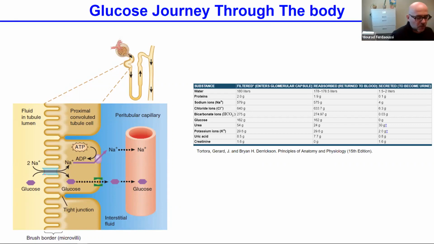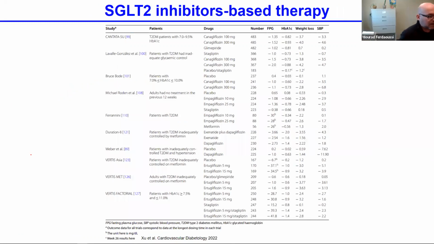And one way to treat diabetes, you can imagine, is if we can stop this reabsorption of the glucose in the renal cells. So the glucose, instead of going back to the circulation, it will be excreted in the urine. And this is another class of anti-diabetic drugs that are called the SGLT2 inhibitors. The SGLT2 is the co-transporter of the glucose and the sodium. And this class of drug inhibits the action of this co-transporter in the renal system.